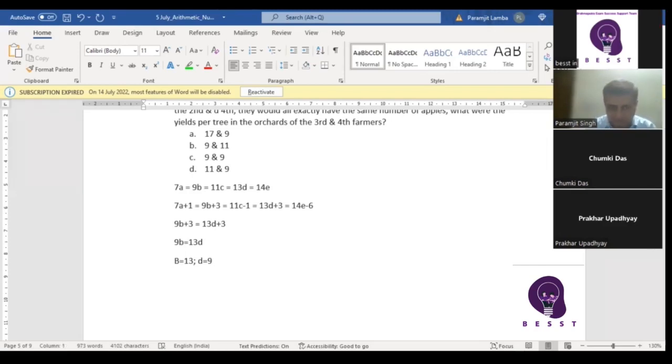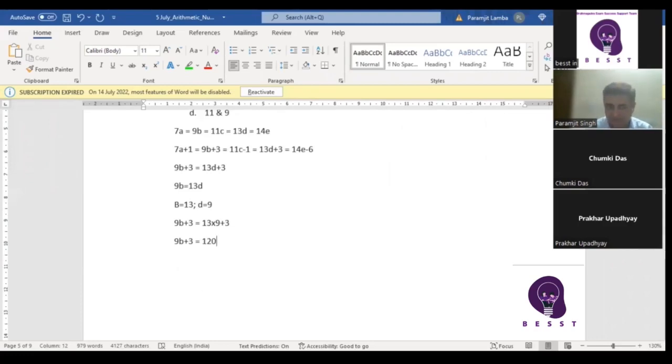Now we have to put this into an equation. So we use the value of D and put it in this equation. So we use 9B plus 3 equal to 13 into value of D, which is 9, plus 3. So now 9B plus 3 equal to how much is 13 into 9? Let me just check again. We have to calculate 13 into 9. So 13 into 9 is 117 plus 3 is 120. So 9B plus 3 is this. So what will the value of B be?